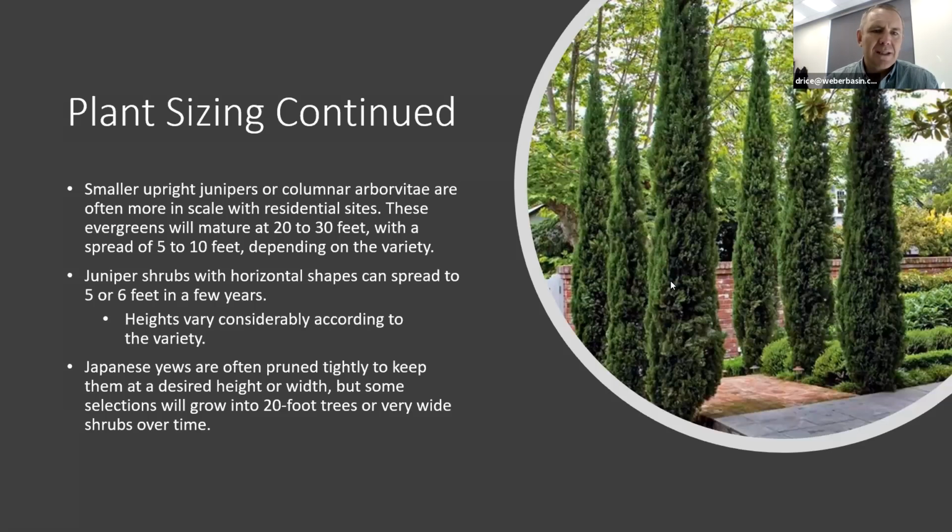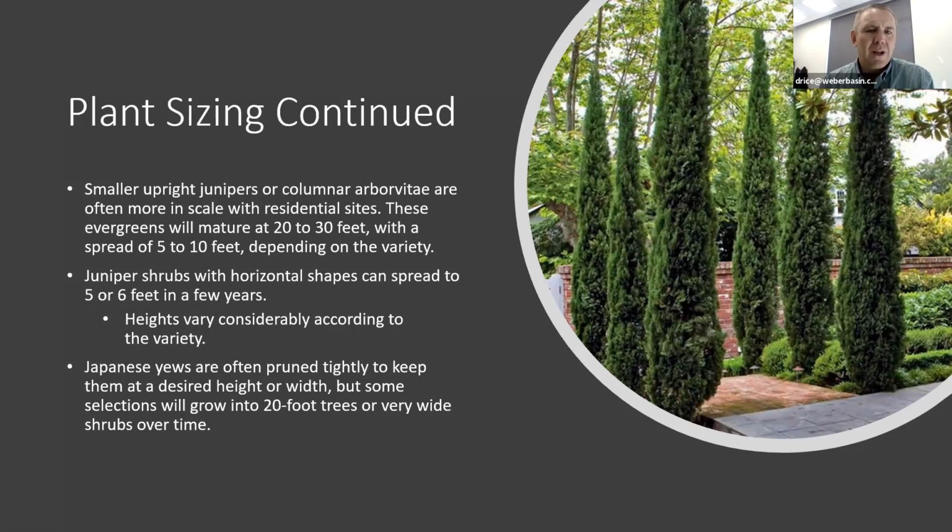All right, so plant sizing continued. Some smaller upright juniper or columnar arborvitae are often more to scale with residential landscapes. We're seeing landscapes now that are a tenth of an acre, very small landscape areas, but you still want some evergreens. You still may be looking for that conical shape, something to provide a little architectural structure against a home to soften some things. And there are some small varieties that'll stay below 30 feet, 20 feet, some even to 10, depending again on the varieties. And we're going to cover many of those varieties and show you some good examples today.